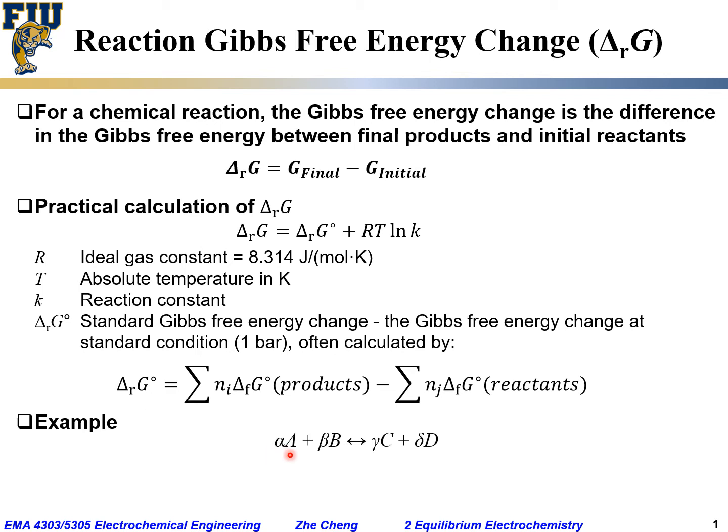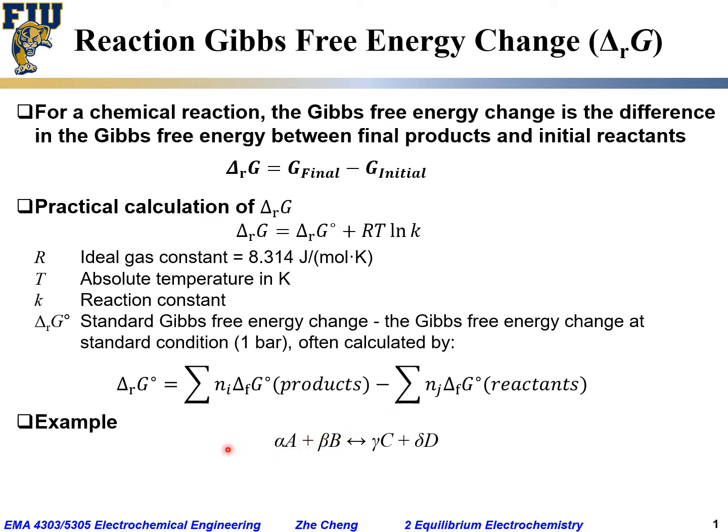Take the example. Let's say we have this hypothetical simplified reaction of alpha A plus beta B to form gamma C plus delta D. Let's assume C and D are the products, A and B are the reactants, and alpha, beta, gamma, and delta are the stoichiometric coefficients for the chemical reaction.